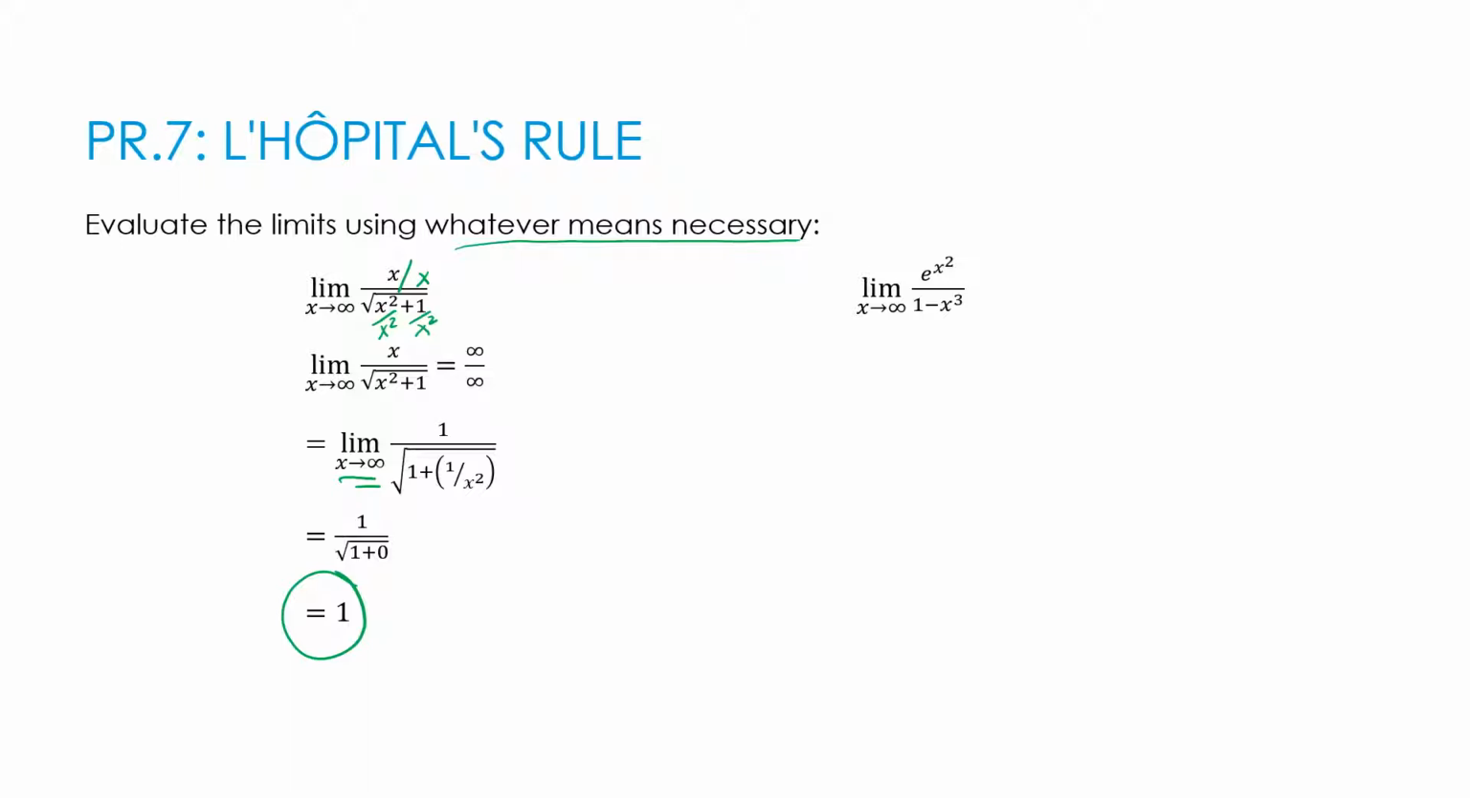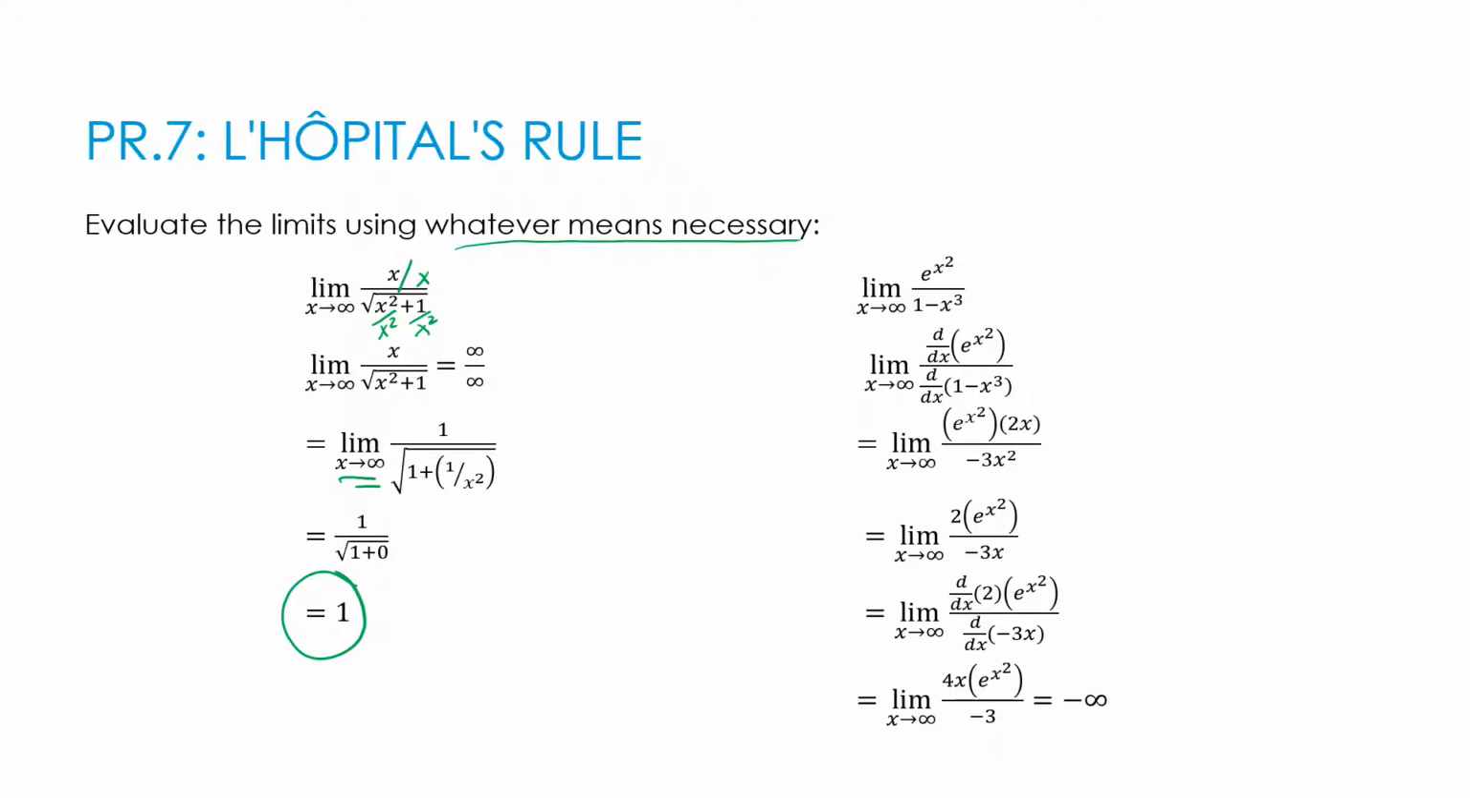For my second one, again, L'Hopital's rule is the way that I went. The derivative of e to the 2x is 2 times e to the 2x, and the derivative of the x squared in the exponent gives 2x multiplied by e to the x squared. And then, of course, my denominator, the derivative is negative 3x squared. Then I'm going to do some algebra. So reduce your x here. And this turns into just x to the first.